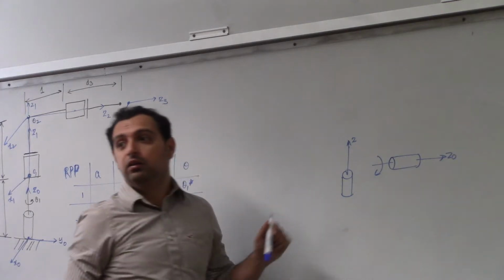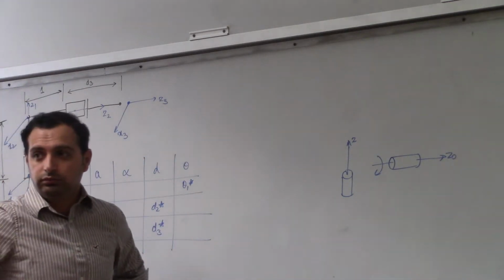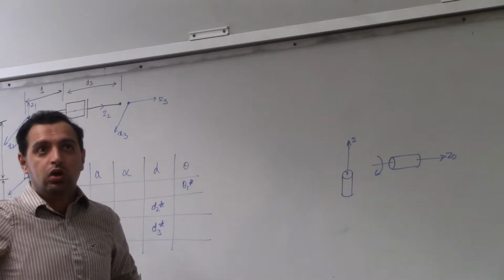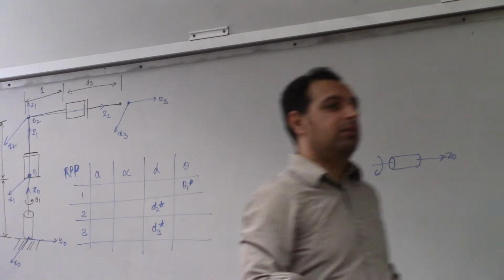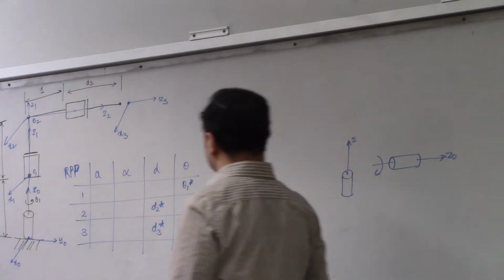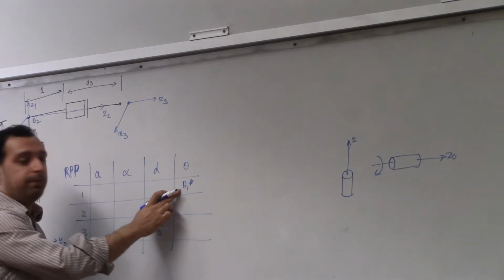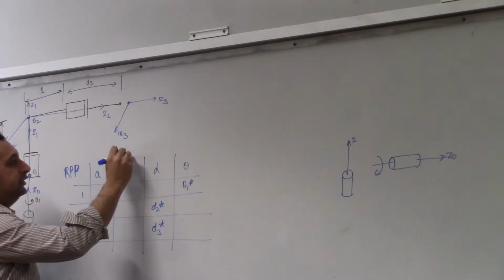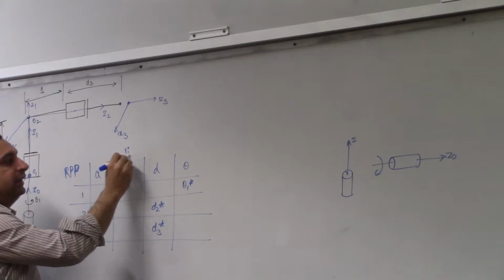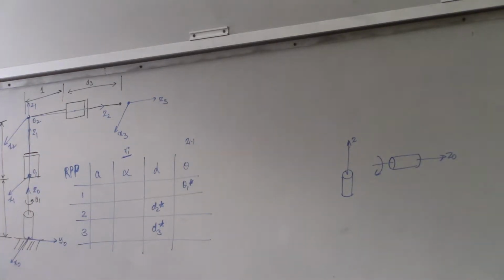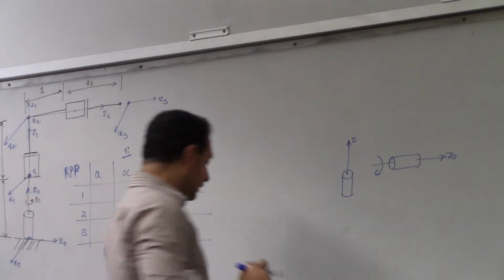Can I say, for example, I am rotating about the x-axis? No, you cannot say you're rotating about the x-axis, because the x-axis rotation is defined by alpha. This is the angle you measure about xi. Theta is measured about zi minus 1. I'll explain this to you.